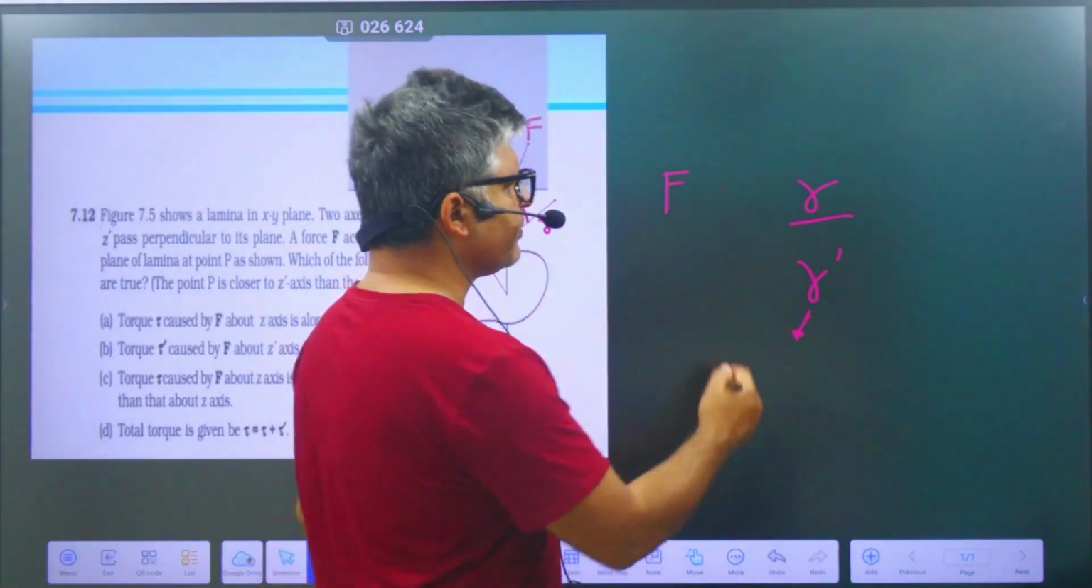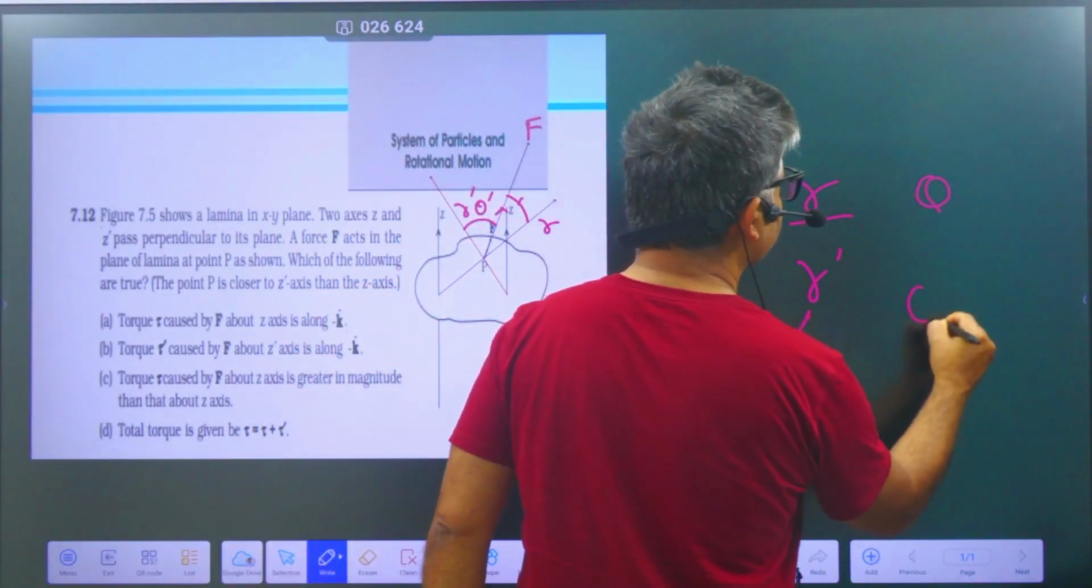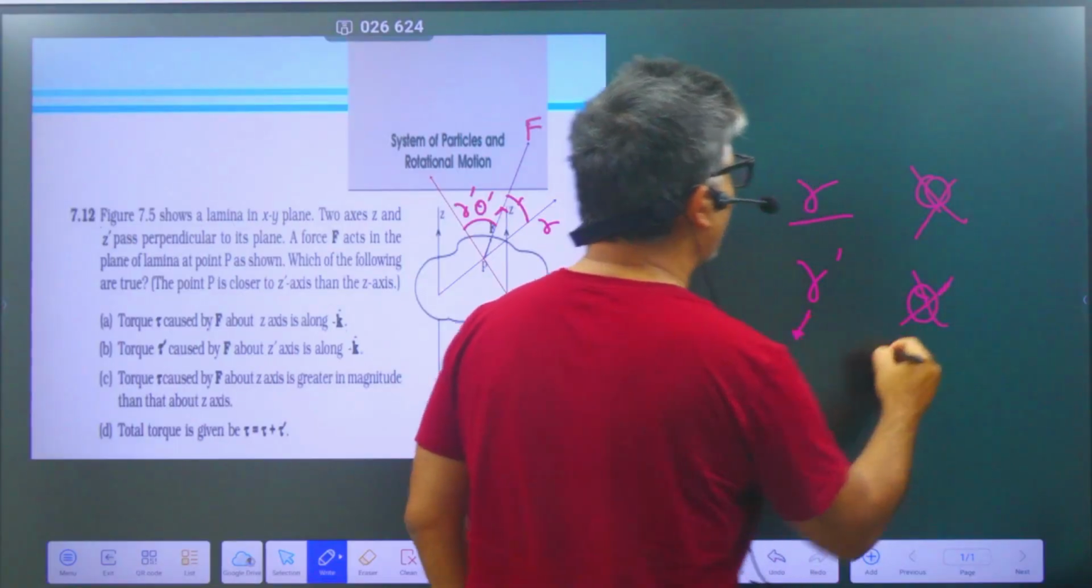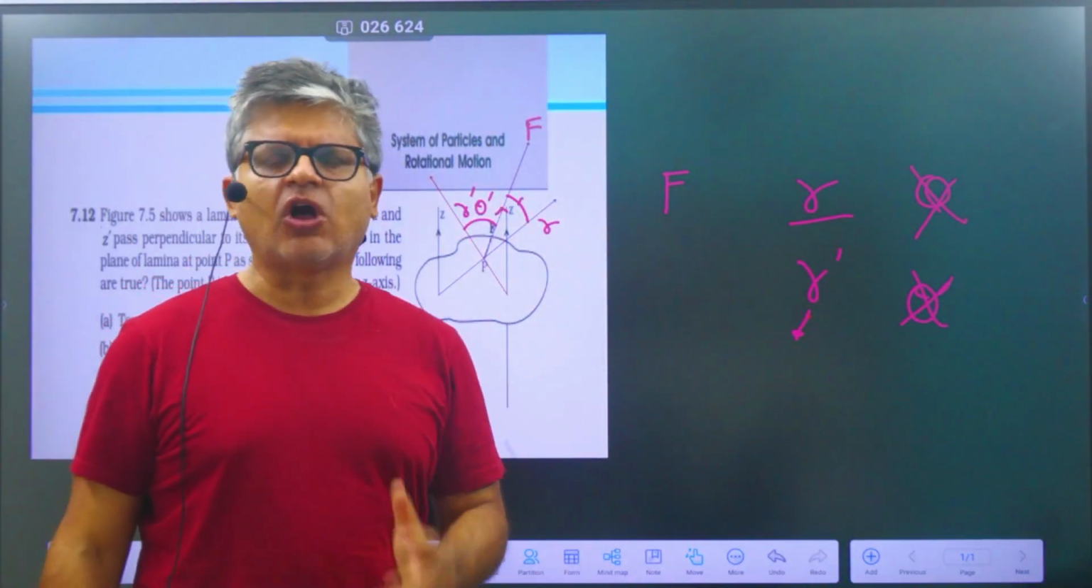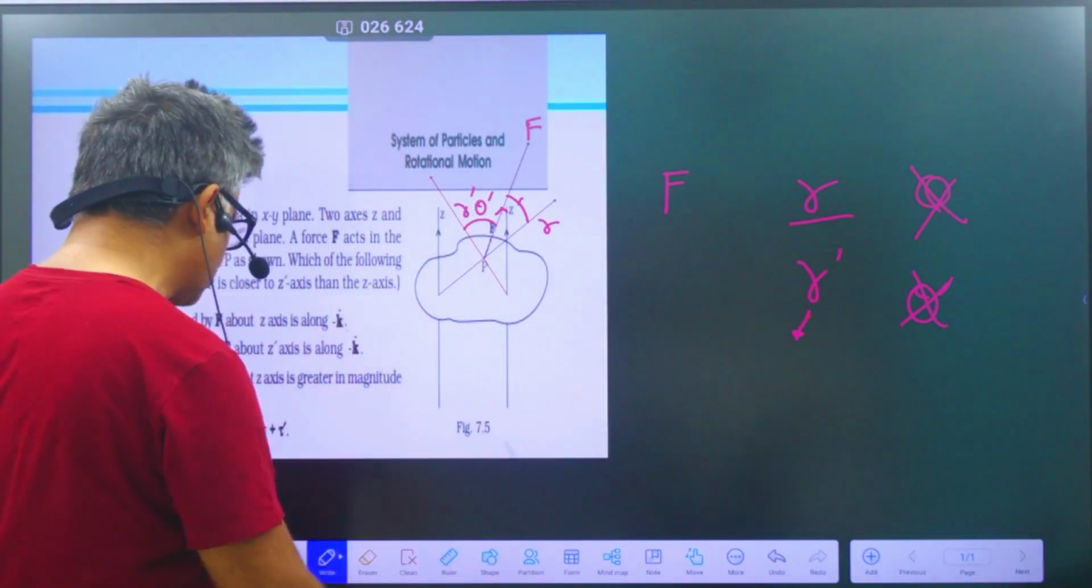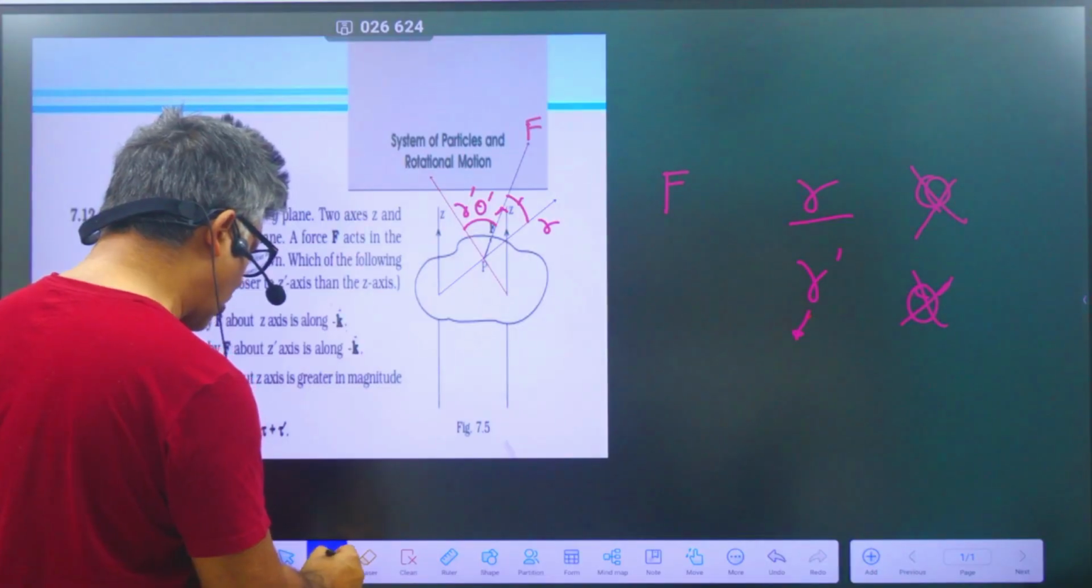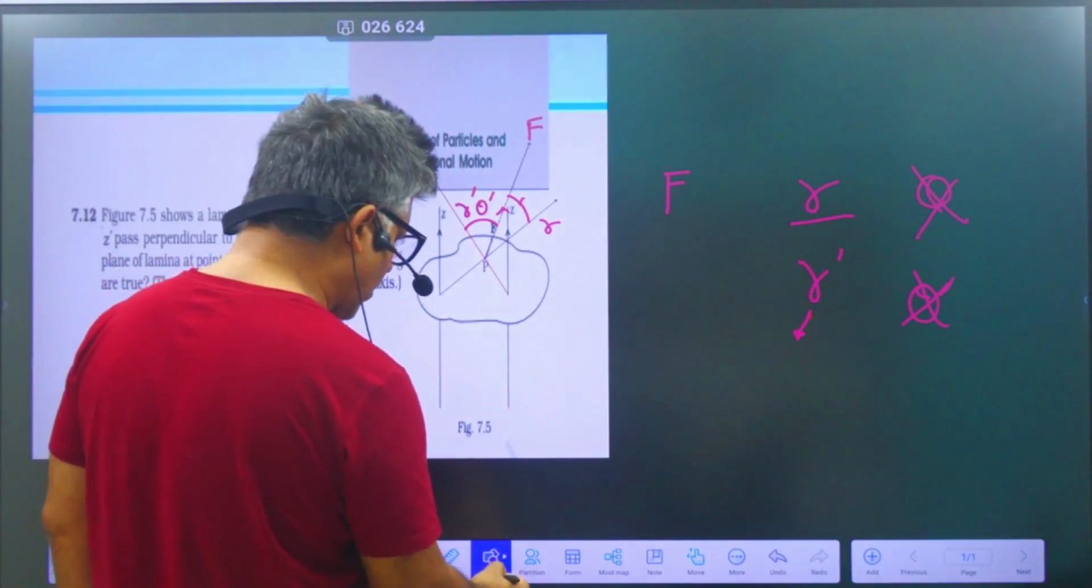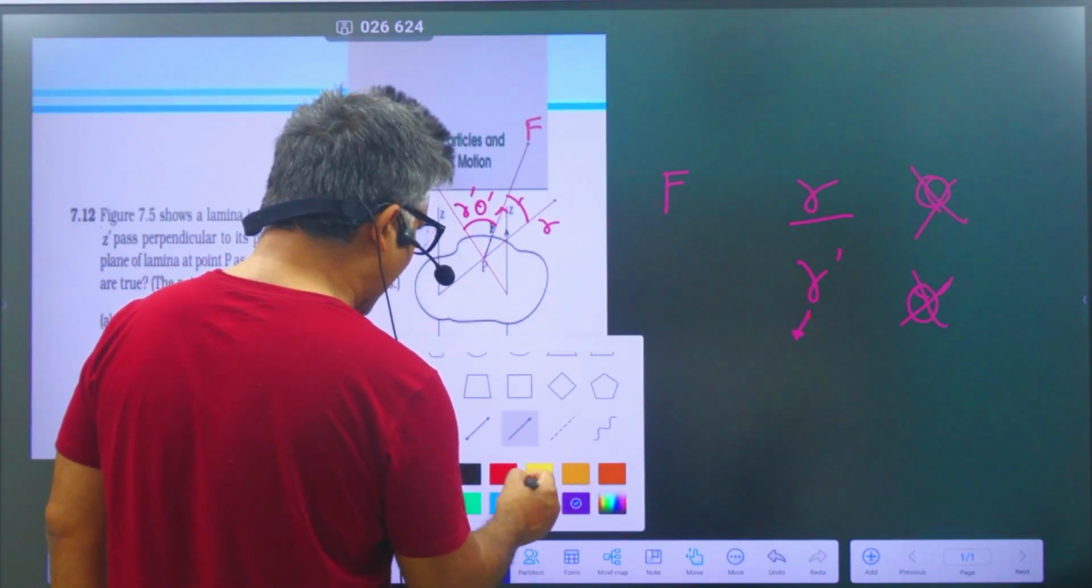How do we do this? We don't know the angles. Now how do we do this? We will have to solve this problem geometrically. So let's do one thing. Let's actually draw the perpendiculars. So I will draw the perpendiculars.